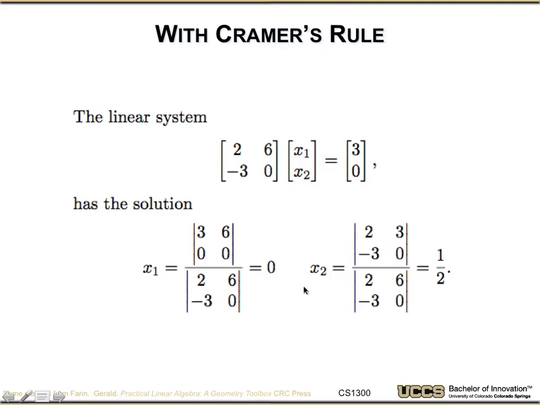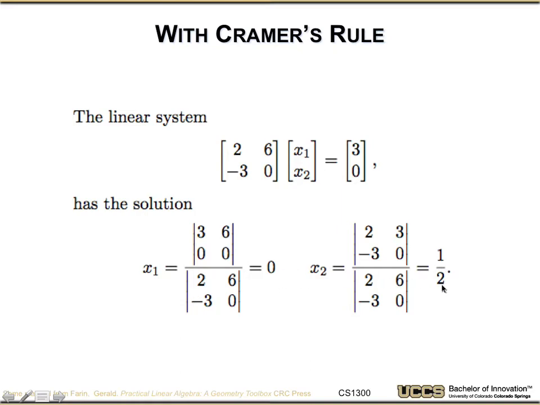For the second item, x2, we do something similar. We leave the x1 column alone. We replace the x2 column with the right-hand side. So we get the determinant of 2, 3, minus 3, 0, which is 2 times 0 minus 3 times 3, so I get 9. And on the bottom, we're going to have the determinant of the overall system, so we get 2 times 0, which is 0, minus 3 times 6, which is minus 18. So overall, I get 9 over 18, I get a half. So this gives us a solution 0, 1/2.